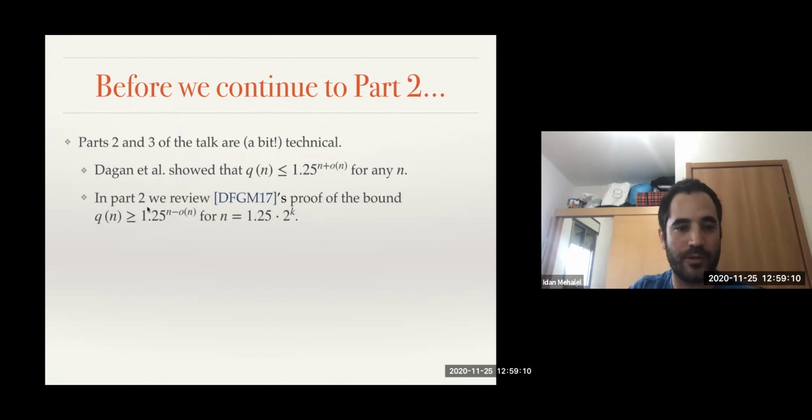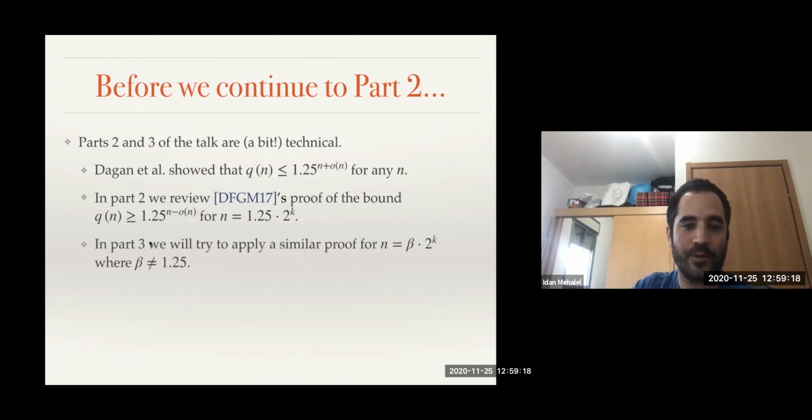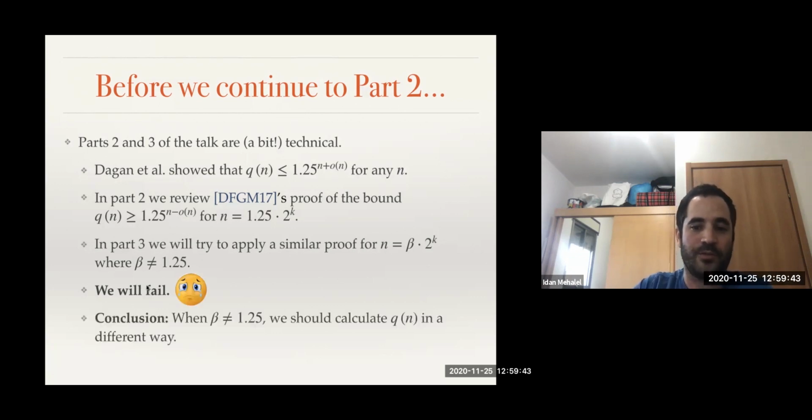So in part 2, we review their proof for the lower bound. And then in part 3, we will try to apply a similar proof for n of other forms. Hopefully we will understand why it doesn't work, and we have to take some other approach in order to understand what Q of n is for other values of n. As I said, when we try to apply a similar proof for other values of n, we will fail. And the conclusion is that we should calculate Q of n in some different way.